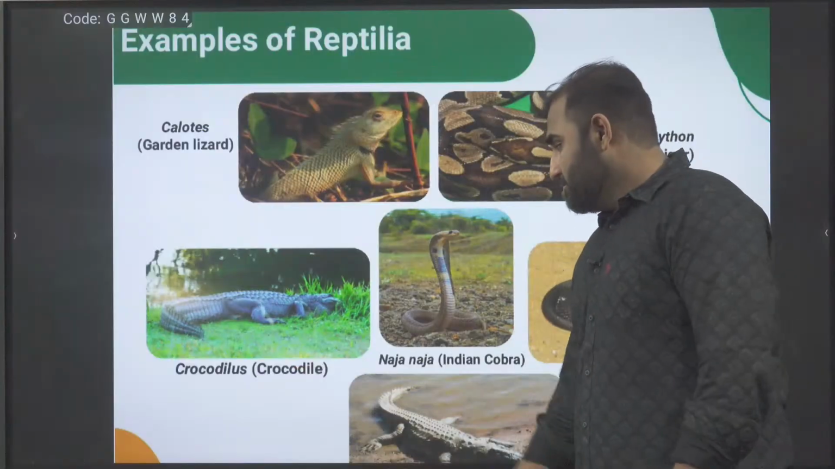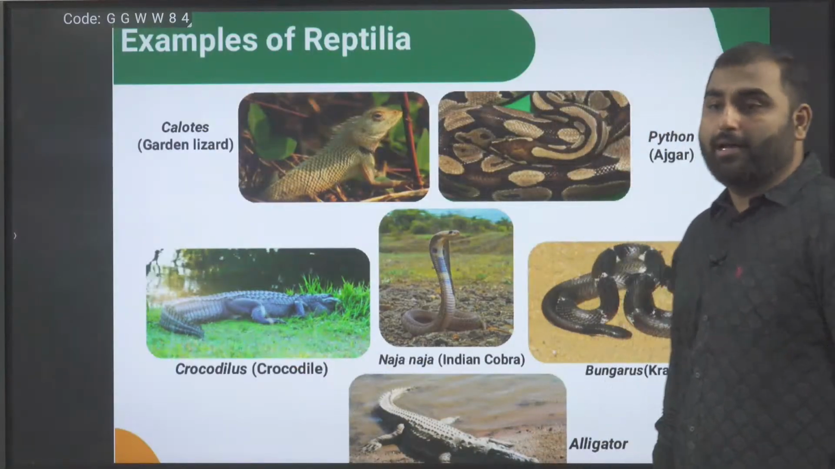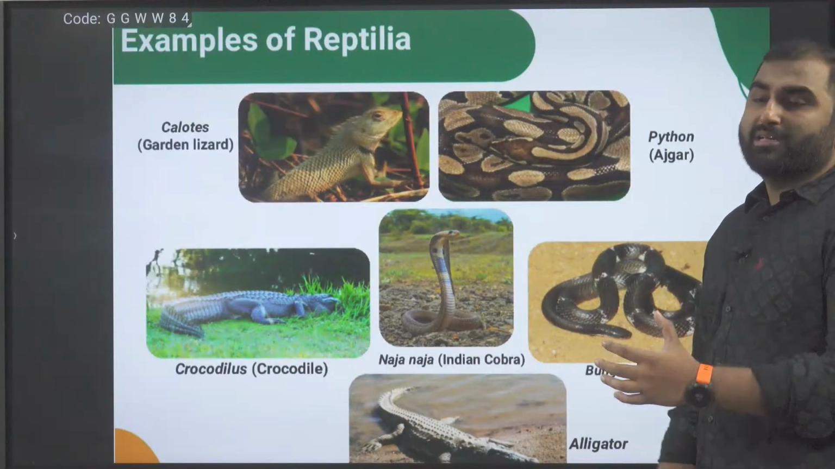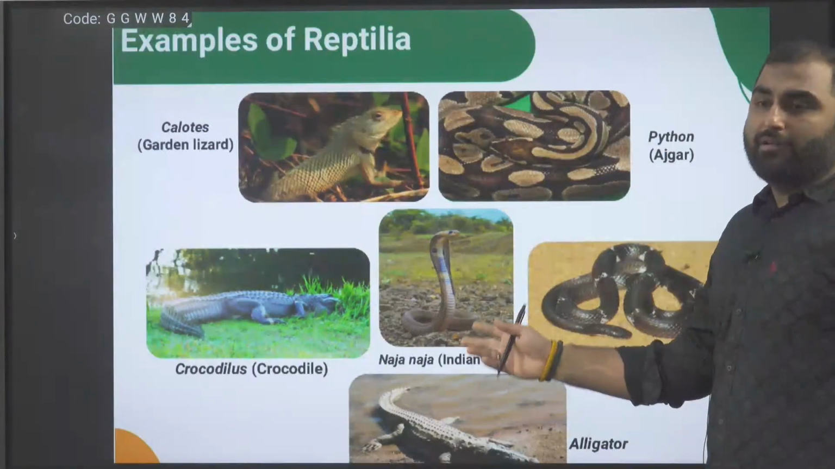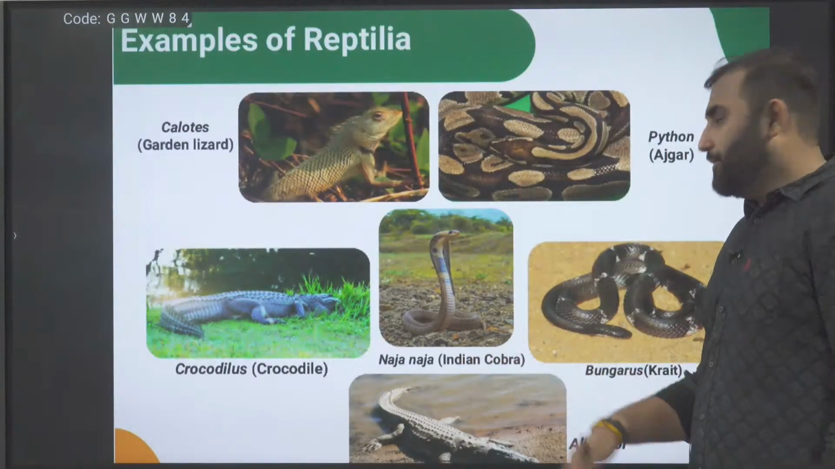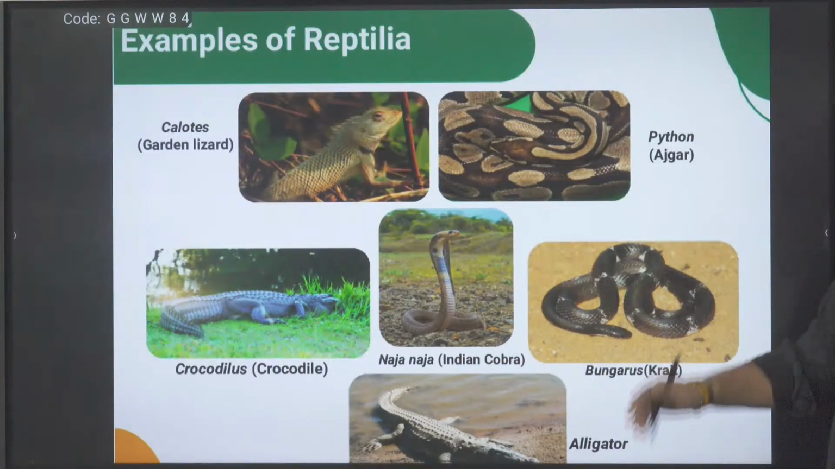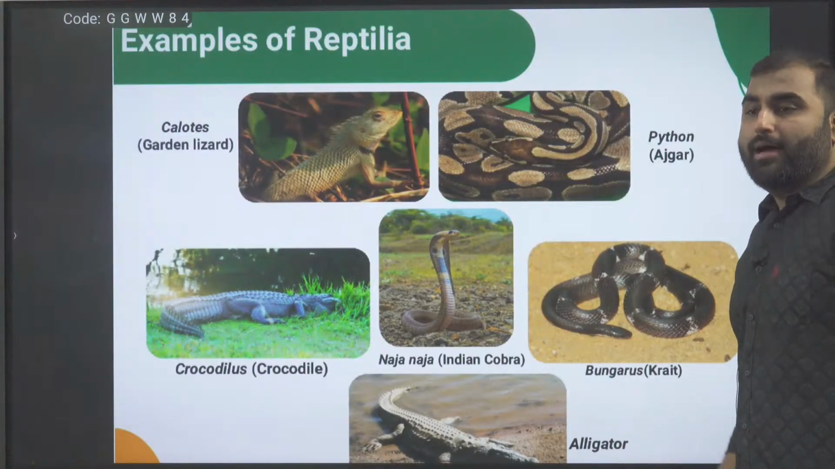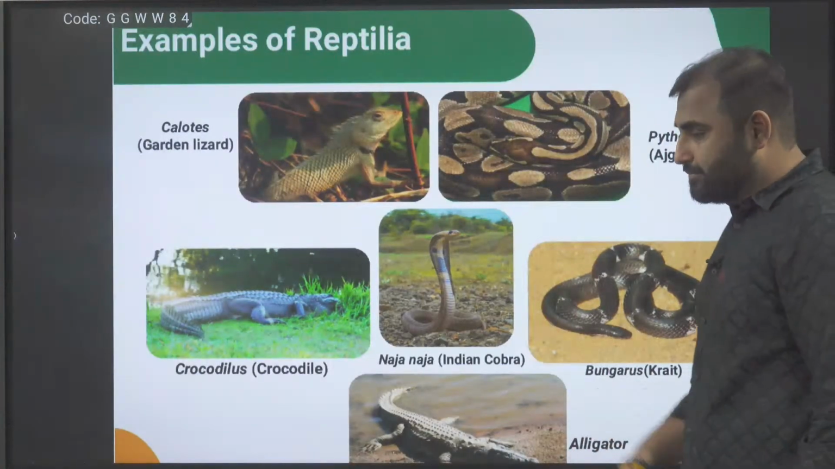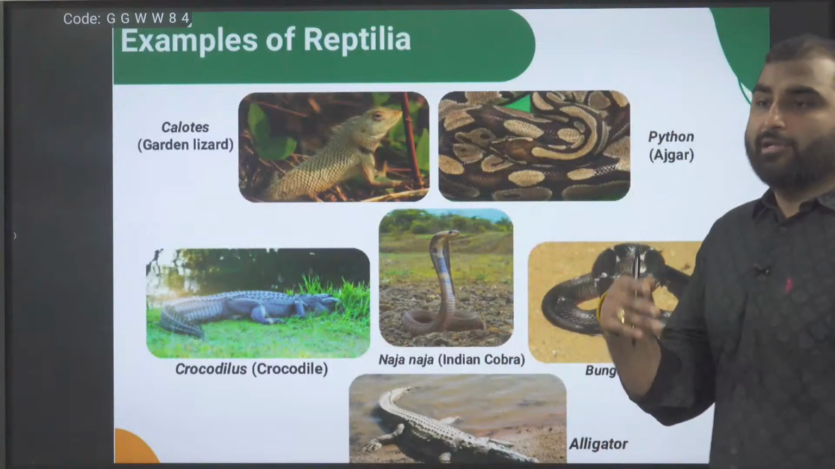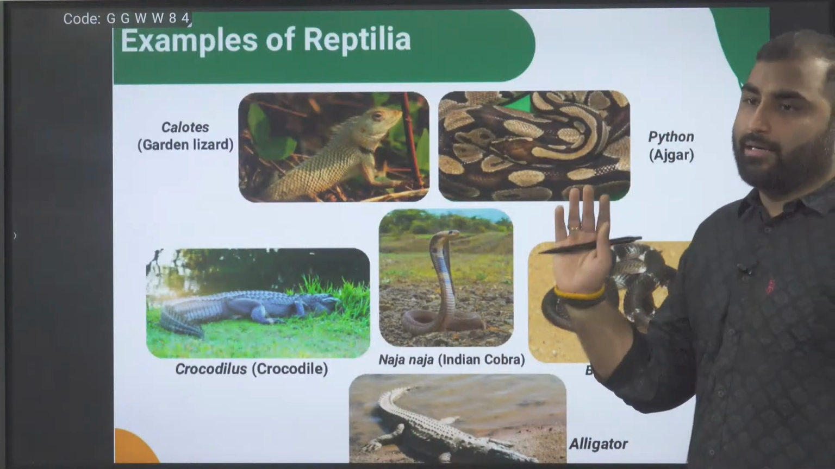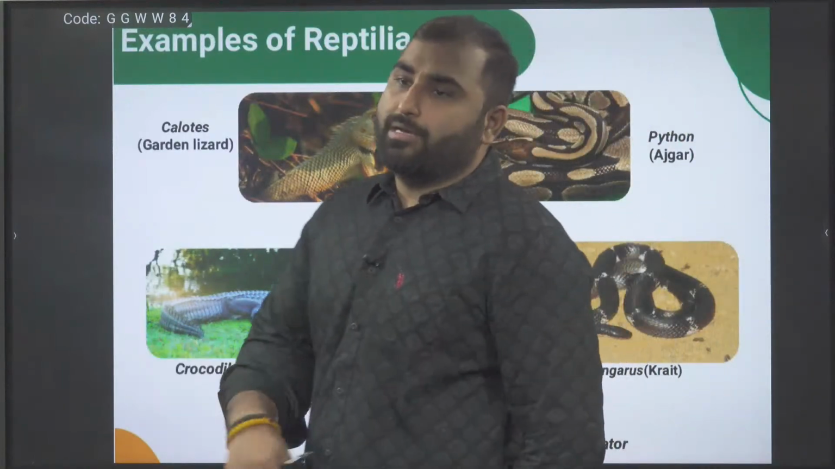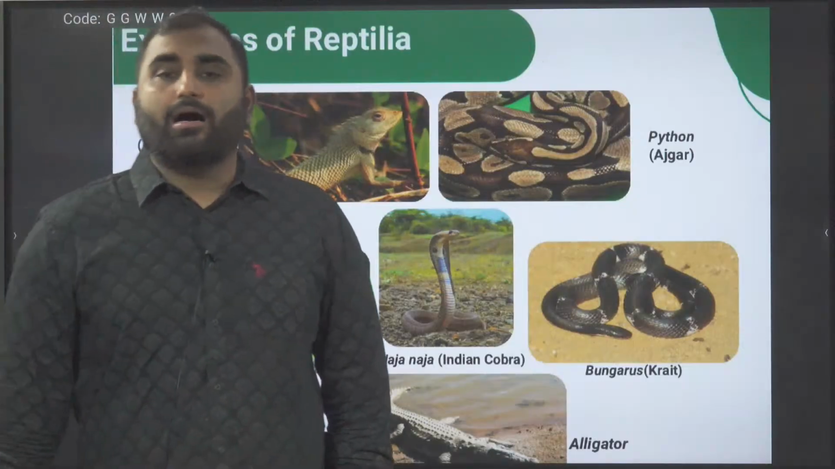Crocodilus, crocodile. Four-chambered heart reptile. Then one of the venomous snakes of India, Naja, that is Indian cobra. Then one more venomous snake of India, Bungarus, that is your krait. And then we have the alligator. Alligator, scientific name also alligator, common name also alligator only. Are we clear with this?